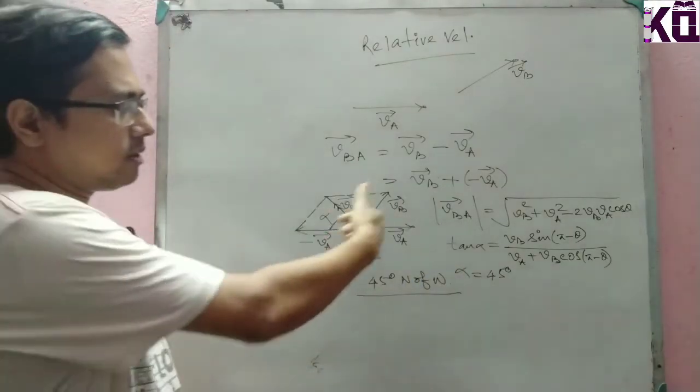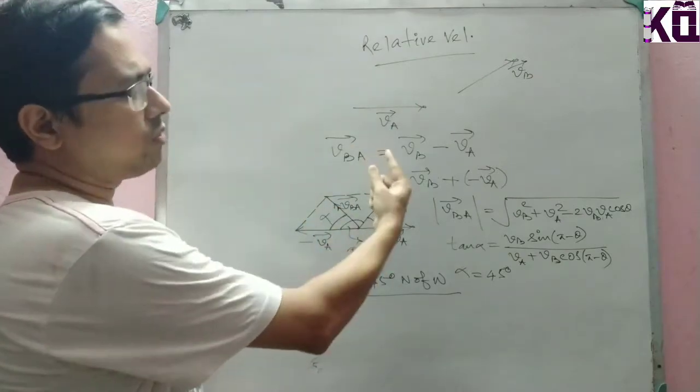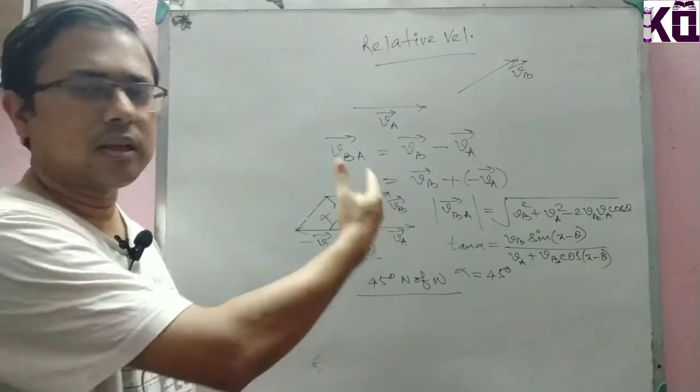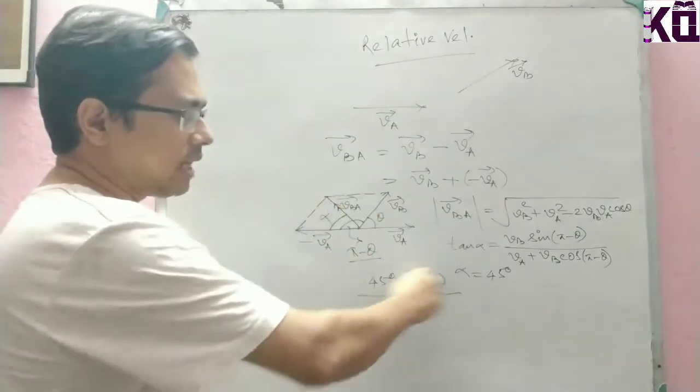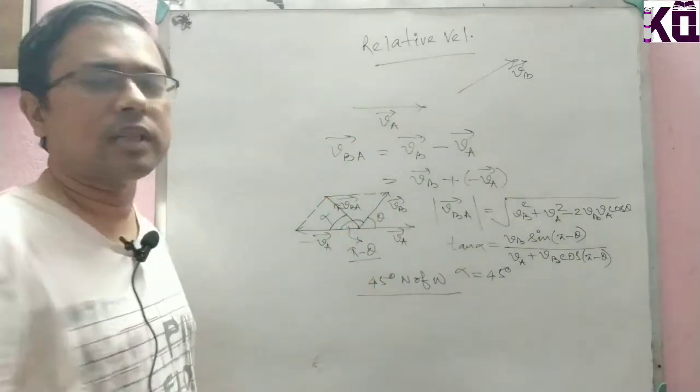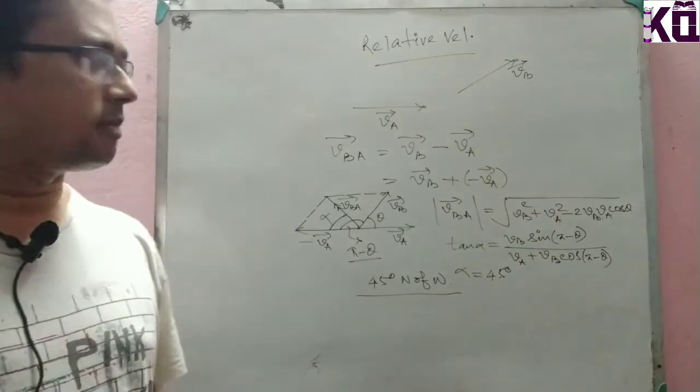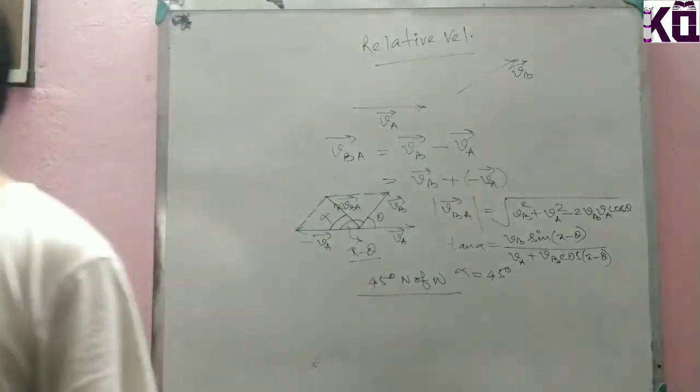That means this is the west direction, so north of west, how much degree north? That is 45 degree north of west. So that should be the perfect direction of that relative velocity. Okay, so this part is the relative velocity.